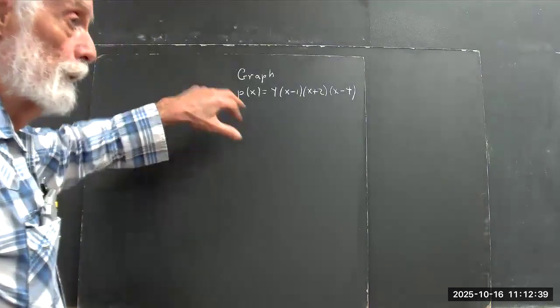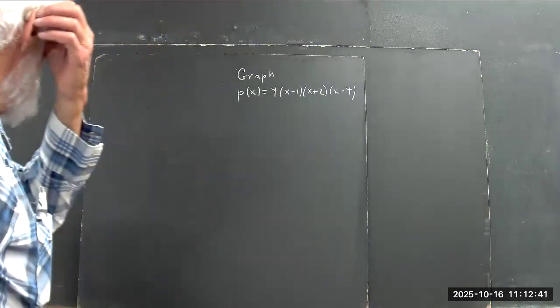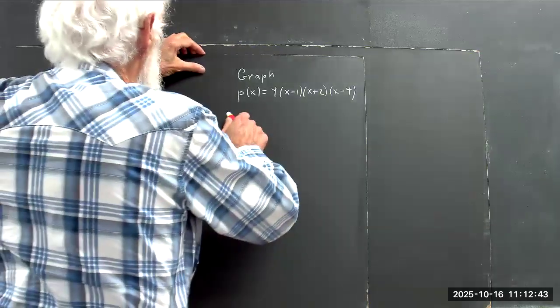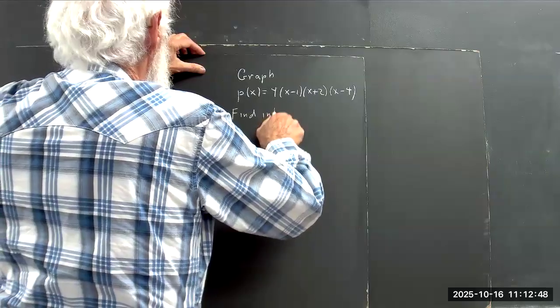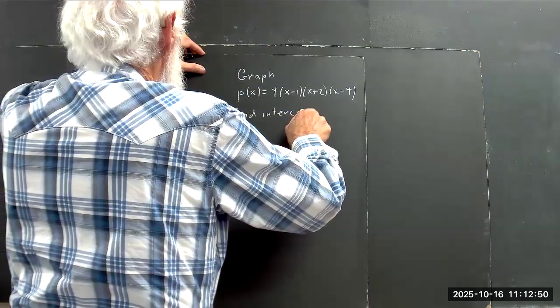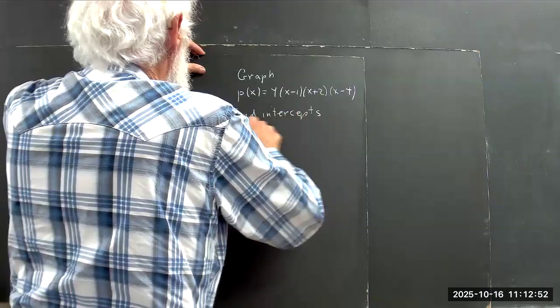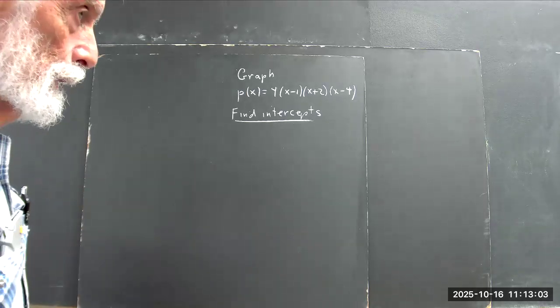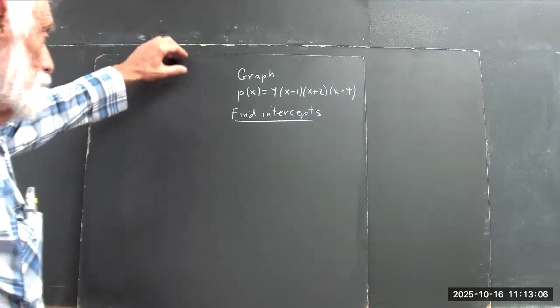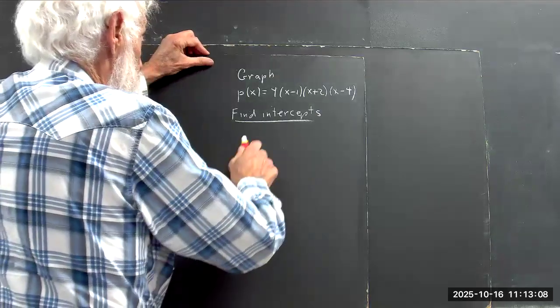Okay. Now it's actually fairly easy to graph this if you know a couple of principles. One, you find the intercepts. That's what you do for any function. Probably the first thing you do in most cases. There's always an exception to the rule. I can't think of one right off the top of my head, but if I thought a little bit, I think I could come up with one. Find the intercepts. Okay.